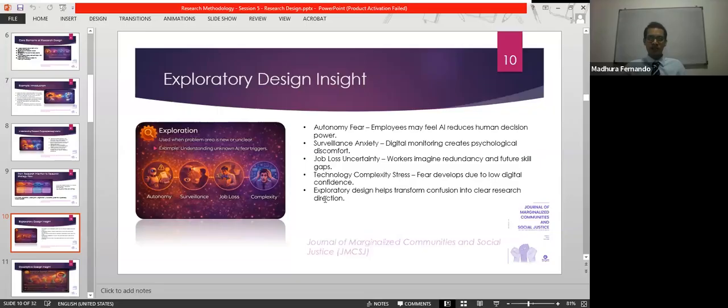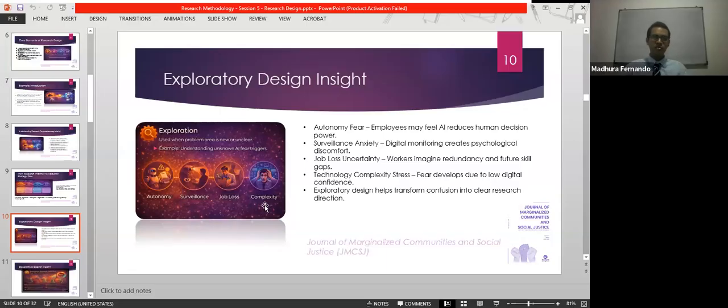So finally, exploratory design helps transform confusion into clear research direction. Now, when you explore, you can go to this place and meet these employees, and you can distribute questionnaires, or you can have some in-depth interviews. You can ask open-ended questions, and you can arrange some focus group discussions. And through these methods, you can peep into their minds, right?